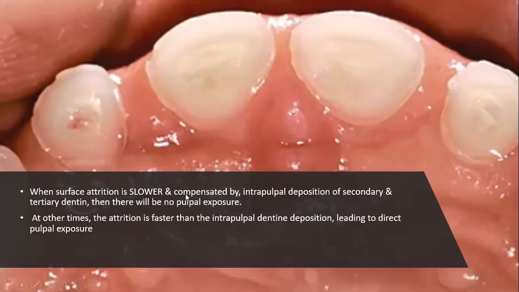When attrition is slower and compensated by intrapulpal deposition of secondary or tertiary dentin, there will be no pulpal exposure. At other times, the attrition is faster than the intrapulpal dentin deposition, leading to direct pulpal exposure. Here you can see a deciduous lateral incisor with almost a pulpal exposure. You can see the pulp here.